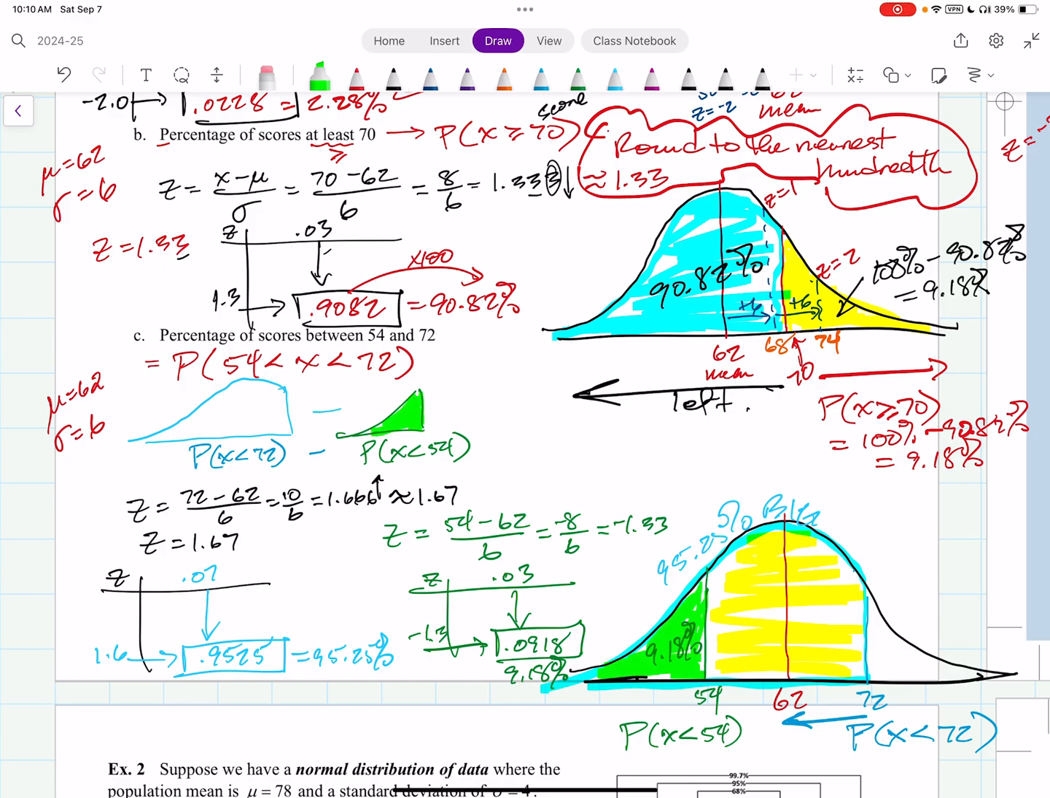And then to get to yellow, we just subtract these two. So we're going to take the big area in blue and subtract the green area, and then we got it. So let's finalize it here. We have the percentage of the population that's less than 72, which is 95.25% minus the small one, 9.18%.